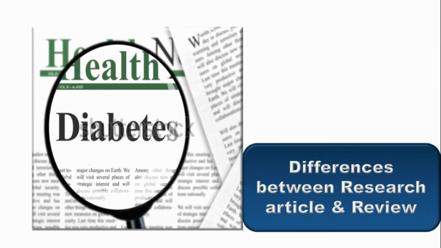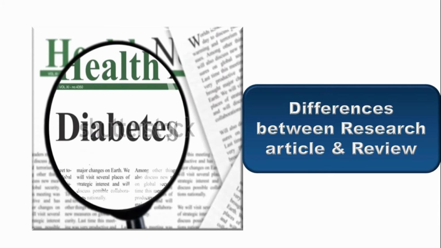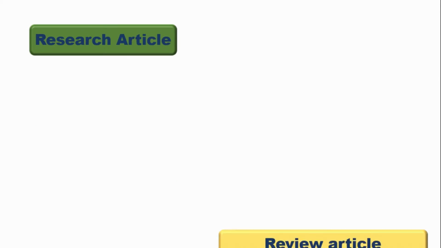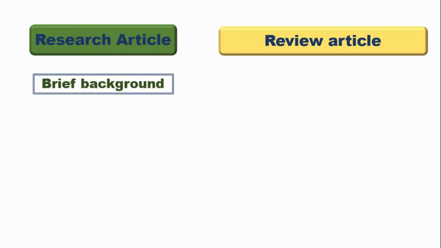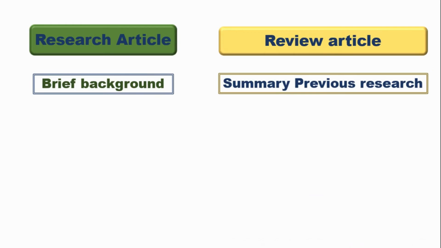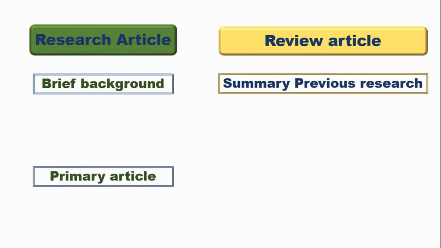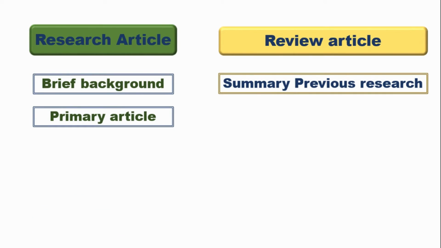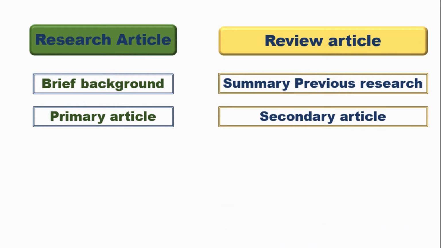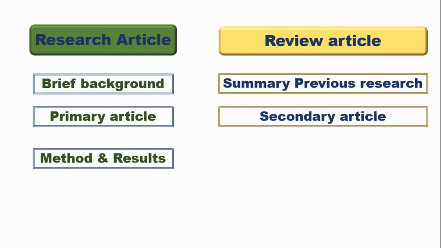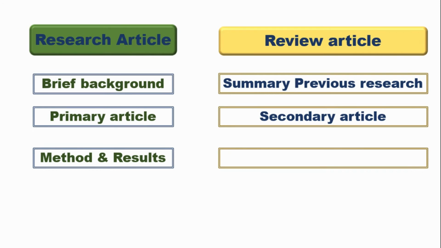Now let's talk about the two main types of literature you can find in PubMed: research article and review article. With research article, author give brief background information on prior research that motivated his study. They are primary article. Meanwhile, in review article, author summarize the existing research. They are secondary article. In research article, author tell their method and their results. However, in review you will not find method nor result.